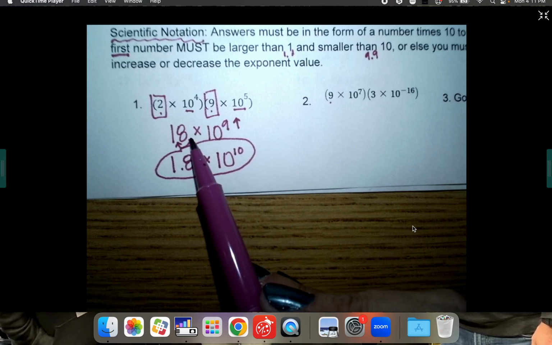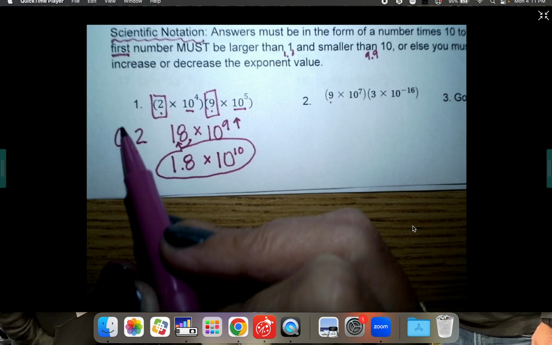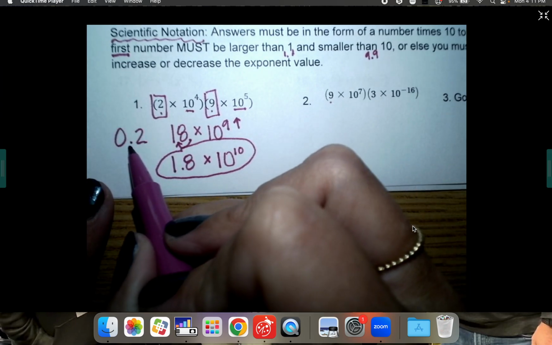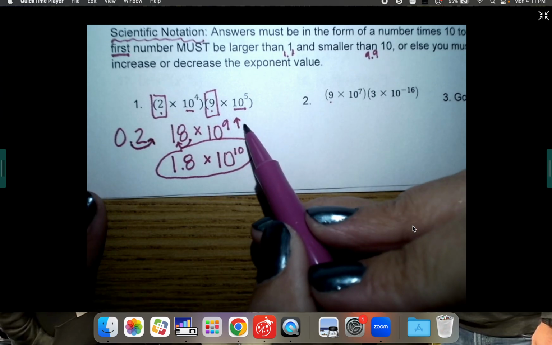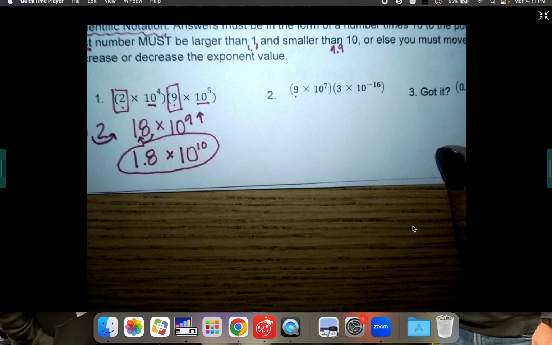If you make this number bigger, let's say it was 0.2, well, your number has to be between 1 and 10. So I would need to move this one to the right, which would make this exponent smaller. Okay, it just is going to take some practice.